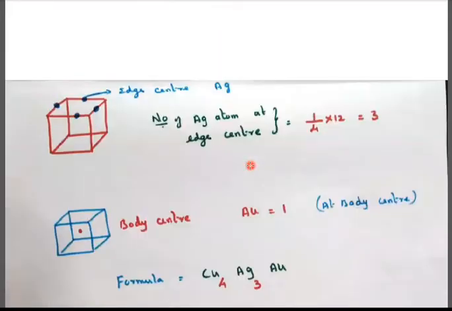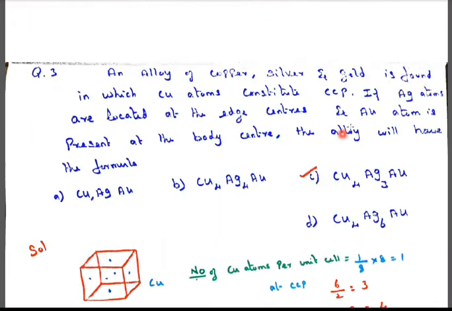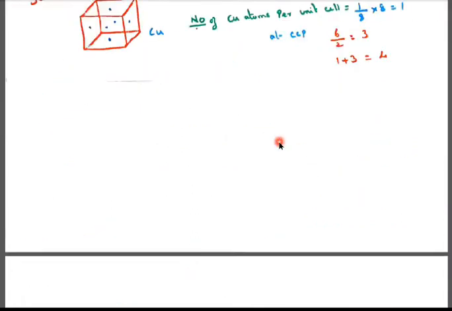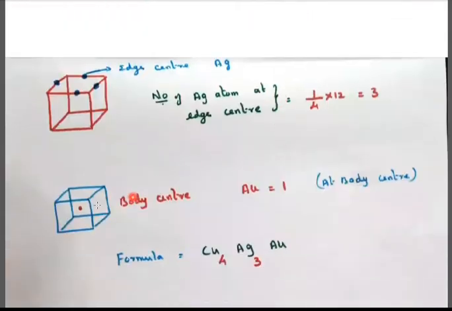Then body center, gold is given as a body center. It is only one body. So only one atom is present at the center of the body. So gold is equal to 1.